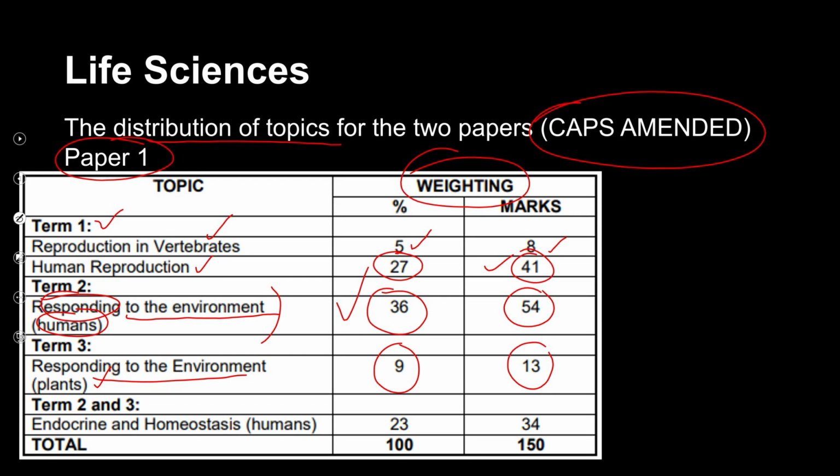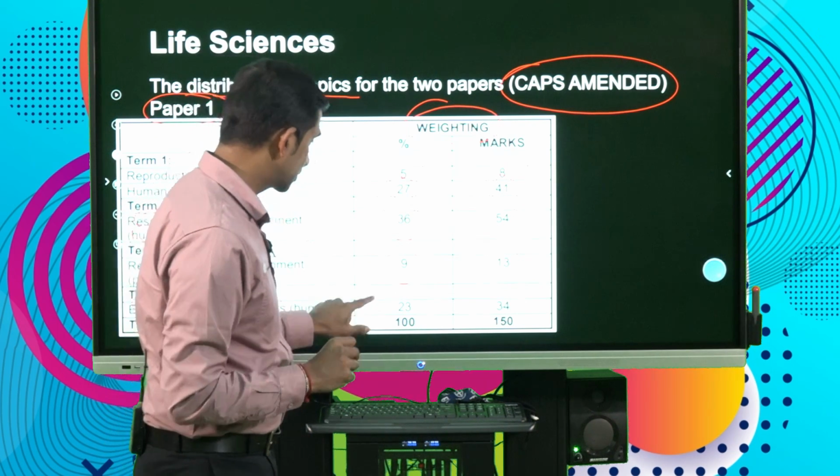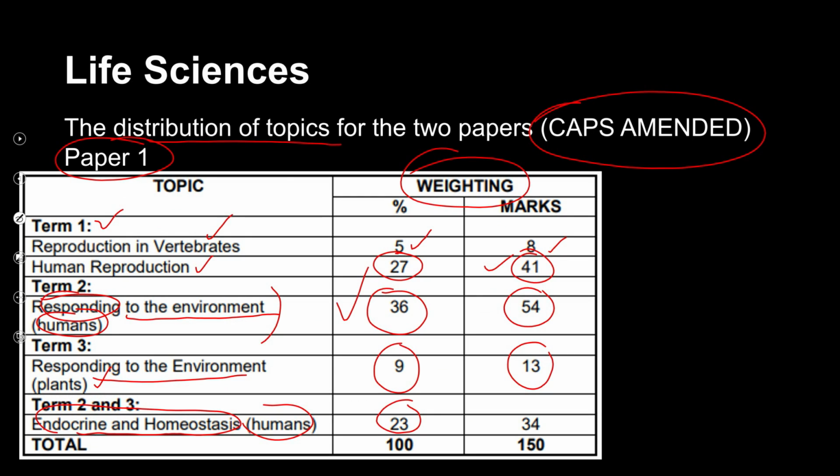Guys, and finally, the endocrine and homeostasis in humans in terms of systems that maintain balance and equilibrium, and that's important, and that's 23% of paper 1, which is made up of 34 marks.